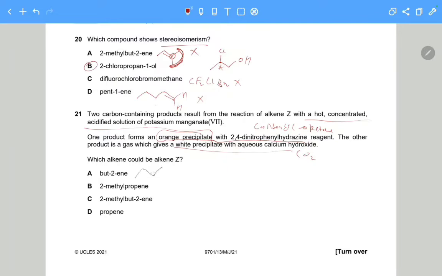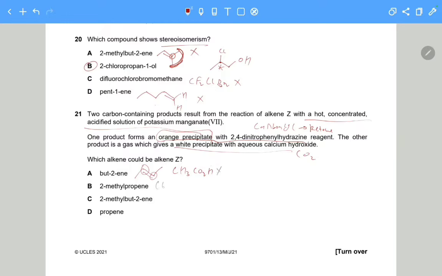But-2-ene. This is but-2-ene, and this will only give one product, which is CH3CO2H, because these two carbons are the same. These two carbons are in the same environment, and they are connected to one hydrogen and one methyl group. So they'll give an aldehyde, which will oxidize to give a carboxylic acid. So CH3CO2H, and therefore this cannot be the answer.